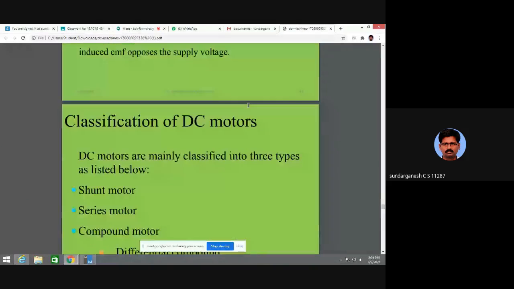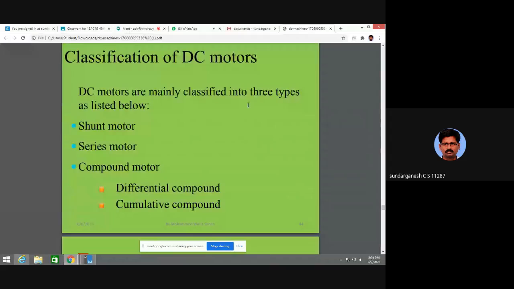Here also, motors are mainly classified into three types: shunt motor, series motor, compound motor. In the compound motor, you have two types: differential compound and cumulative compound. Differential compound means you have two field windings, and the two field winding fluxes will oppose each other. In a cumulative compound motor, the two field fluxes will add to each other.